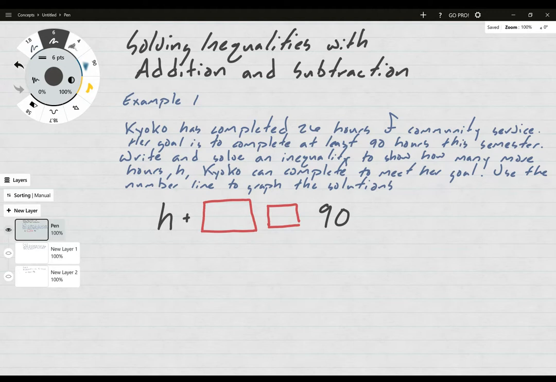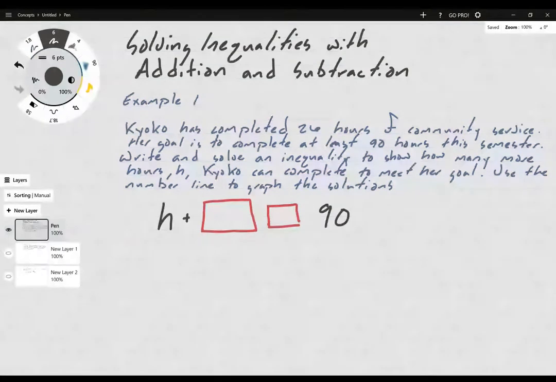Now, when we're talking about inequalities, it's the same process as solving an equation. The inequalities are going to have more than one answer, more than one solution. So we're going to be looking for all possible solutions. So let's get into this.